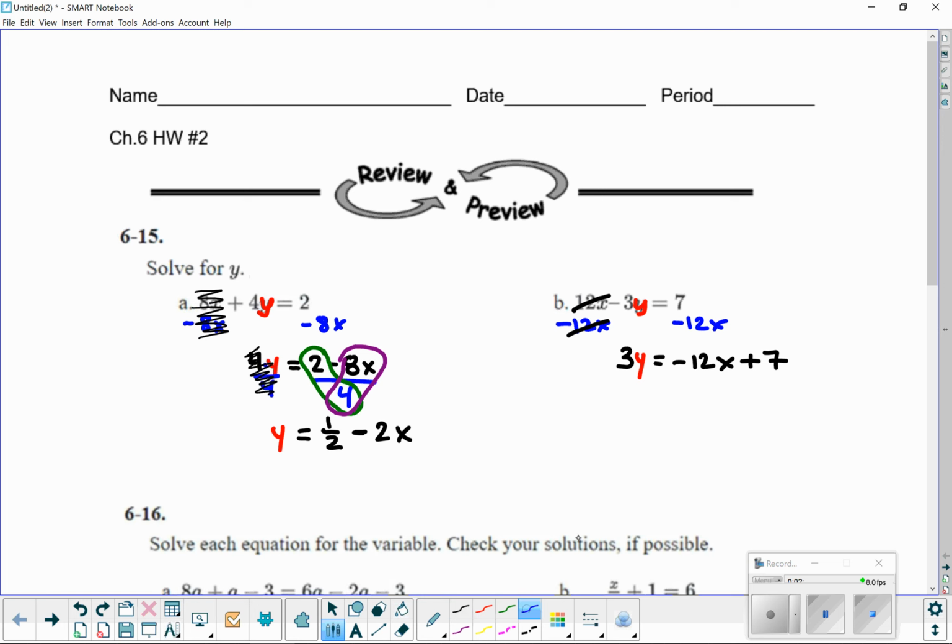I'm going to divide by 3. This time let's do it like this, because some of you guys do it this way as well. So when you divide by 3, you get y equals, that's what we're after. Negative 12 divided by 3 is negative 4. Don't forget the x. And that's 7 divided by 3. We can leave it as an improper fraction, 7/3. Okay, that's it.